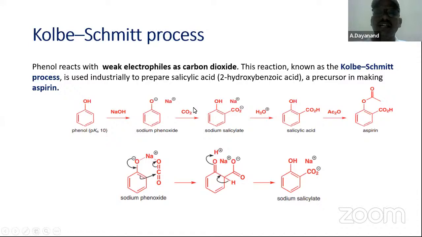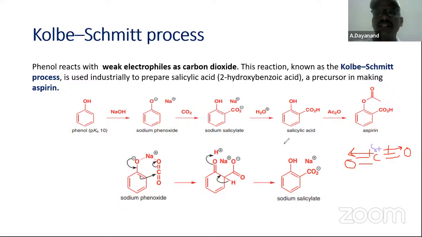Why is CO2 an electrophile? CO2 is an electrophile because the carbon is flanked, or bonded, by two oxygen atoms, like this. These two oxygen atoms, what are they going to do? They are pulling the electrons towards themselves. As a result, what is the charge developed on carbon? On carbon, the charge developed is a positive center. Positive charge is developed on carbon. That is why an electrophilic carbon is developed here.